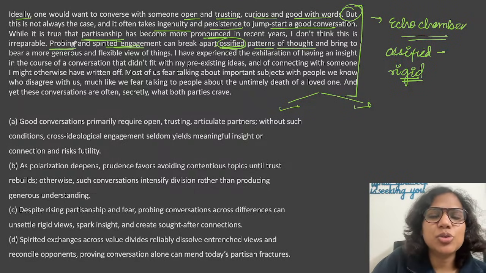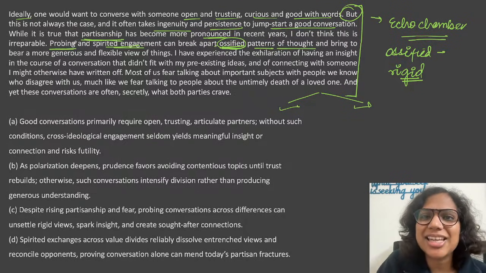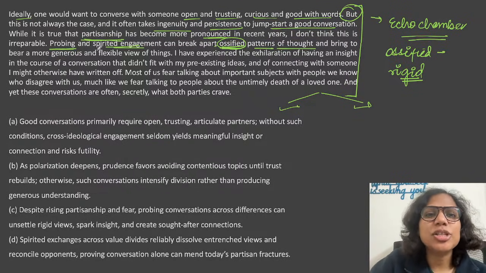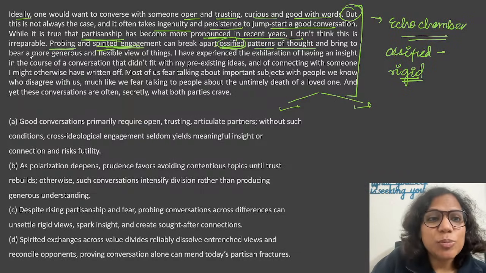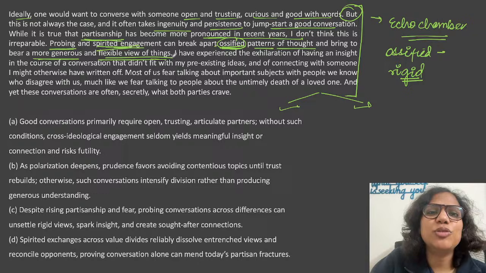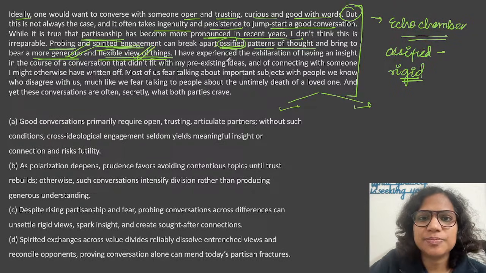अगर हम थोड़ी सी प्रोबिंग मतलब एनालाइज करके थोड़ा डीप में जाके और स्पिरिटेड लाइवली एंगेजमेंट के साथ कॉन्वर्सेशन करेंगे तो हमारे जो रिजिड पैटर्न्स ऑफ थॉट है वो ब्रेक हो जाएंगे एंड इट विल ब्रिंग टू बेयर अ मोर जेनरस एंड फ्लेक्सिबल व्यू ऑफ थिंग्स. इससे हमारा व्यू ऑफ थिंग्स फ्लेक्सिबल हो जाएगा.